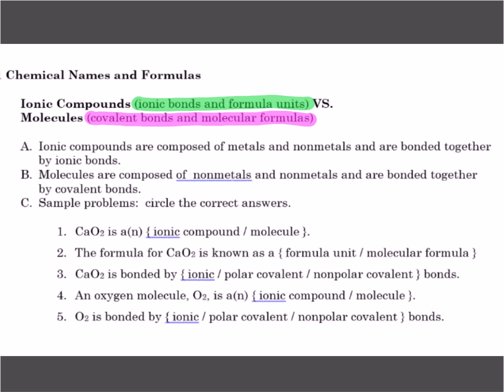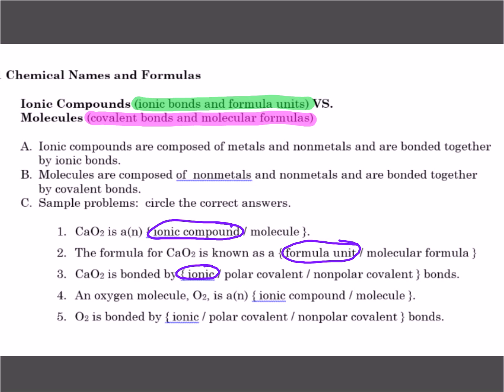CaO2, what type of bond is that, guys? What type of compound do we have? How do we identify the bond type? Metal and nonmetal. Do we have a metal and nonmetal there? So that would be ionic, guys. This is an ionic compound. The formula for CaO2 is known as a formula unit, as it says up at the top. How is it bonded? Ionic. They are ionic bonds.